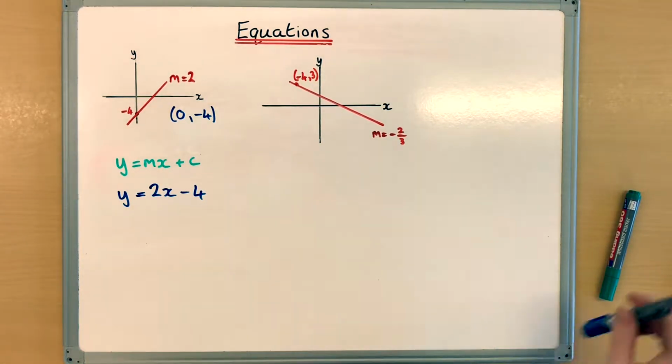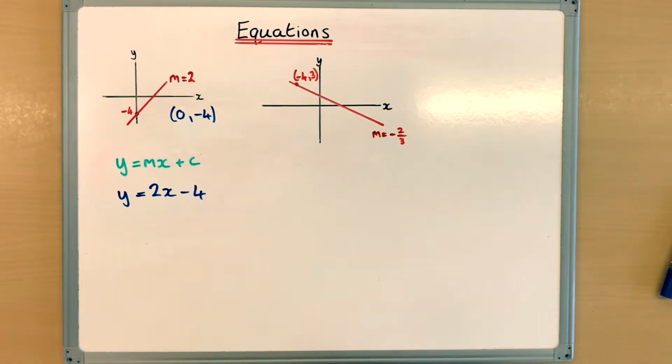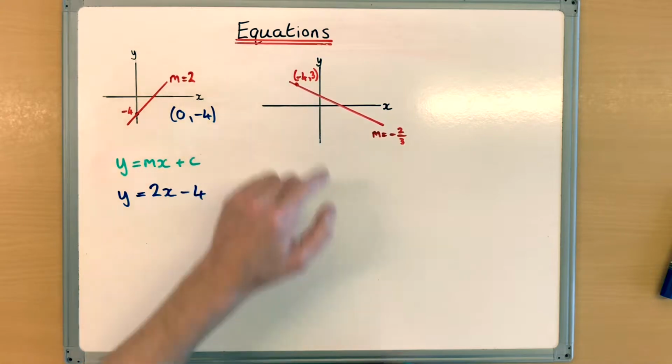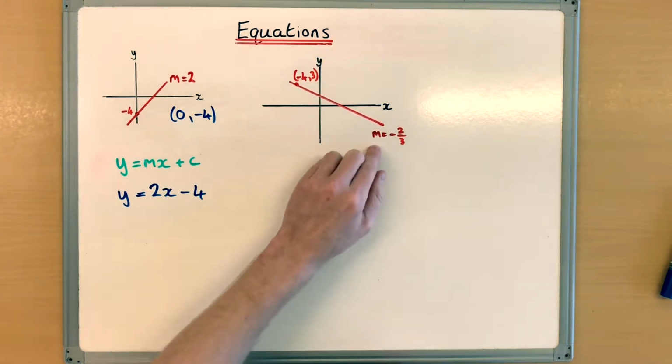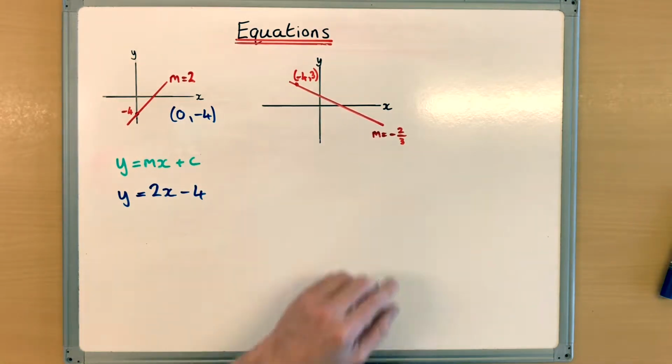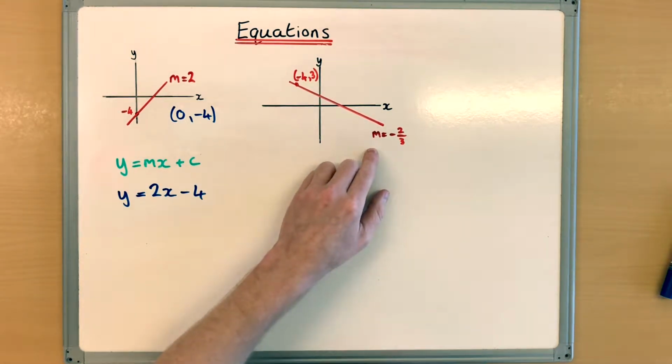Okay, we're not always going to be so lucky. Quite often we're not going to know the y-intercept. Instead we'll have some other points. Well, that's fine, we can still make an equation out of that. We do still need to know the gradient. In fact, we'll always need to know the gradient to write the equation of a straight line.